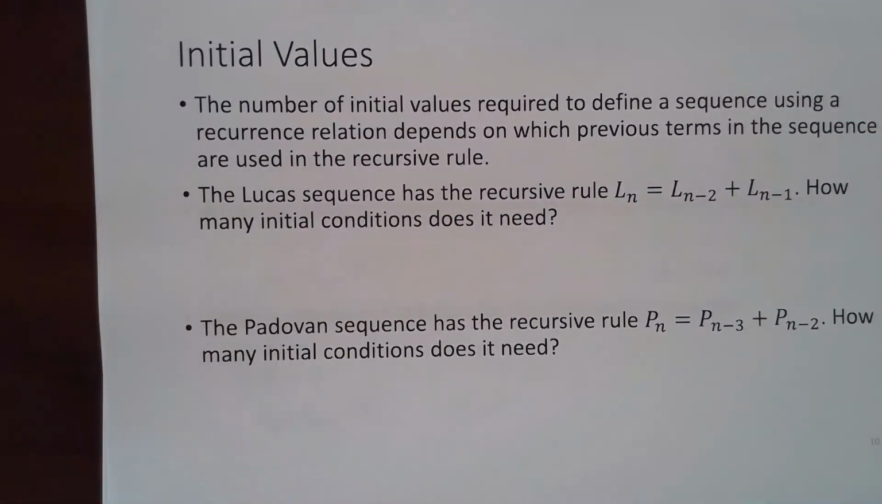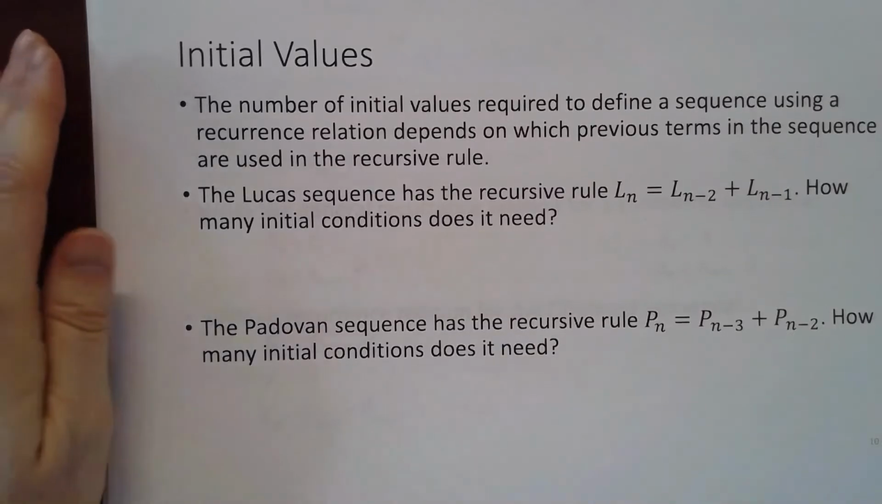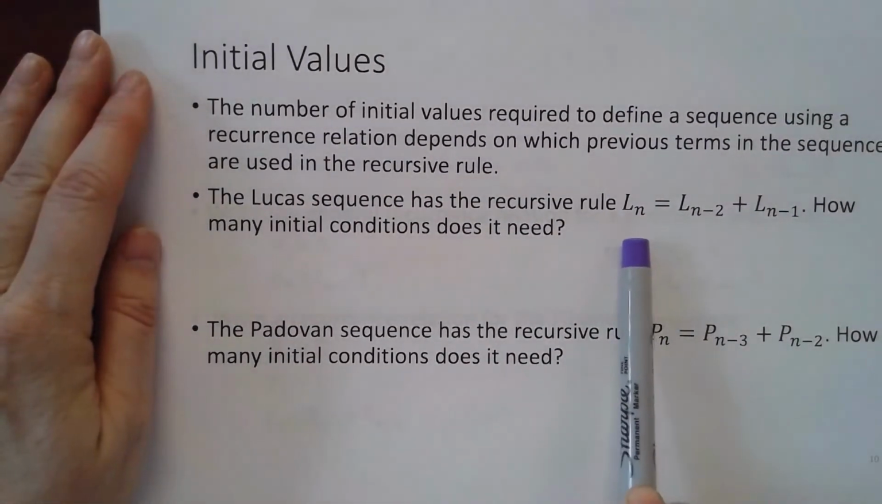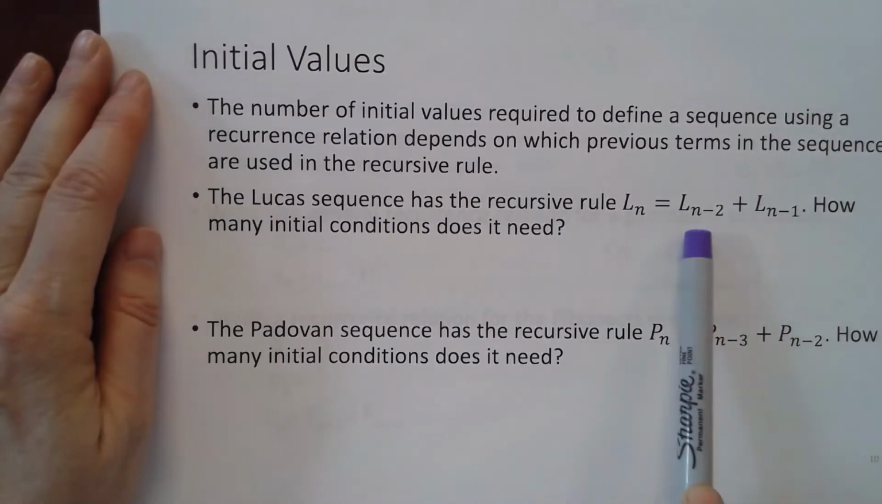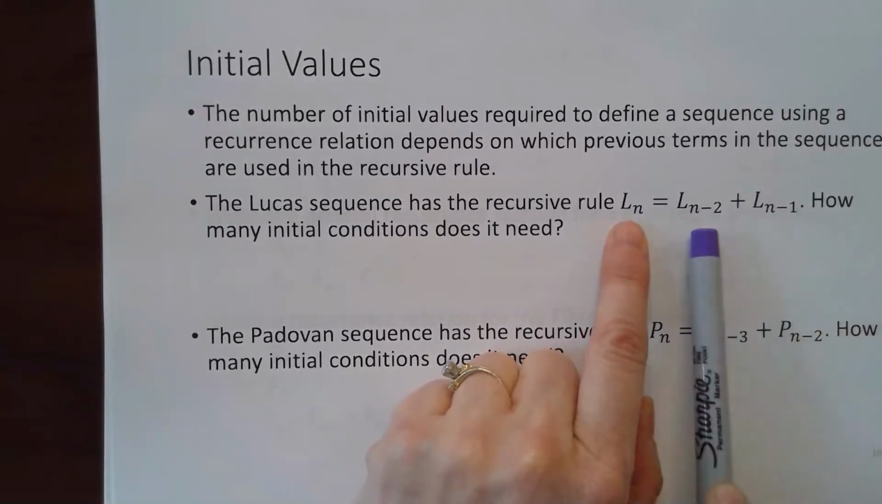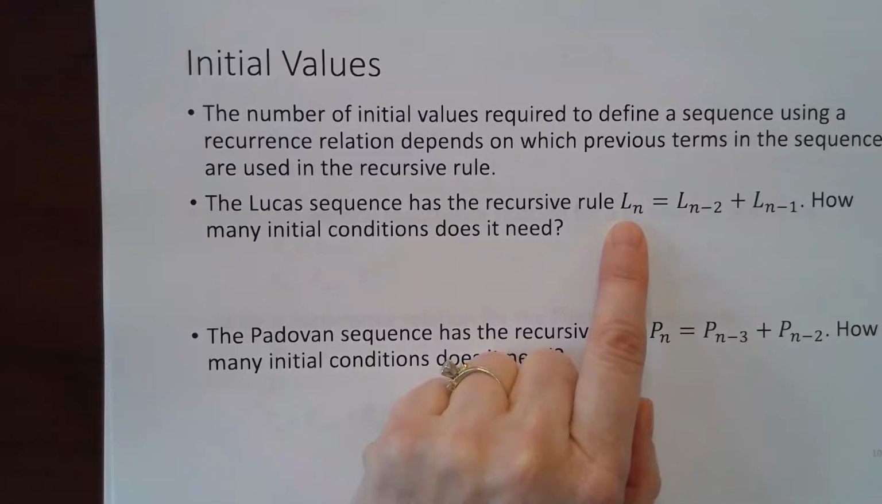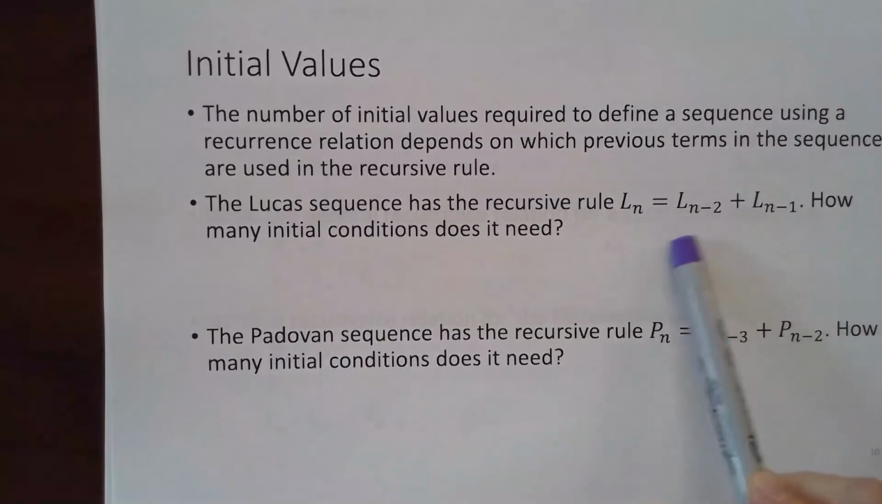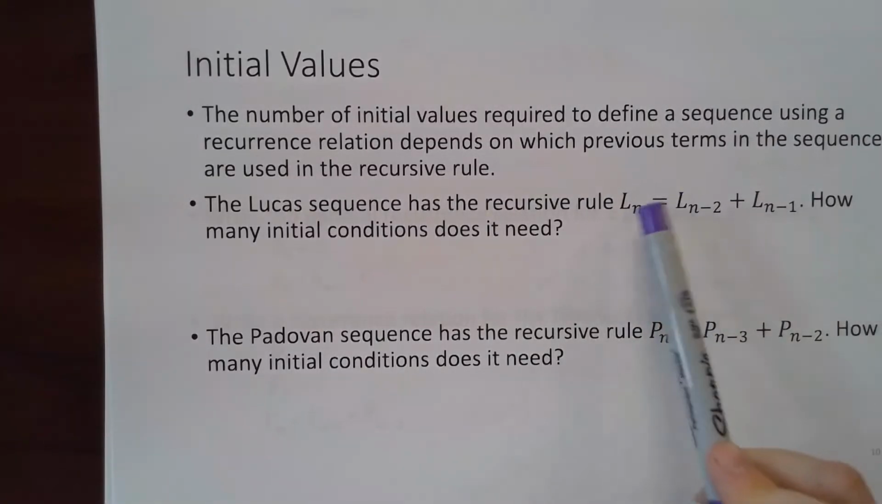So for those initial values, the number of initial values that you need depends on how many previous terms you're using in the recursive rule. So there's another famous sequence called the Lucas sequence. It's very similar to the Fibonacci sequence. Notice the rule is just the same as Fibonacci, really. It takes the previous 2 terms. L sub n minus 1 is right before n, L sub n minus 2 is the one before that, and adds them together. If you look at this, this is the smallest index, and it's a distance of 2 away from the index I'm trying to compute.